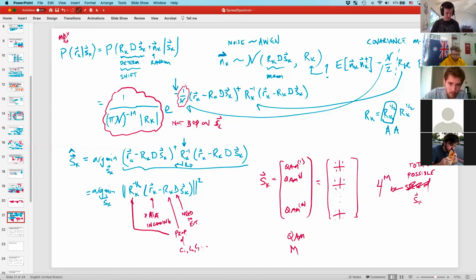And so what that means is, unless you have other optimization things working in your favor, in order to do this minimization at the base station, you'll need to work out this function once for every possible set of SKs that you can have. So that means we need to run this 4 to the M times during every symbol period.